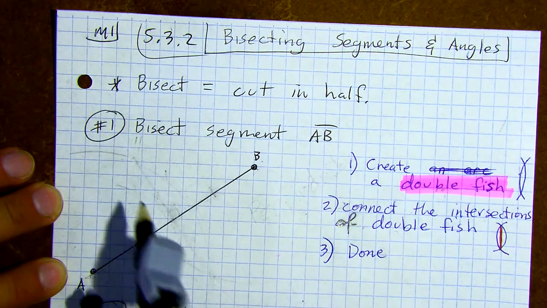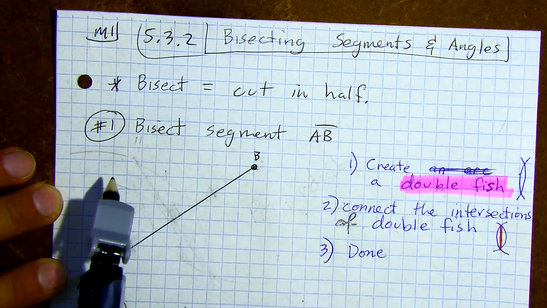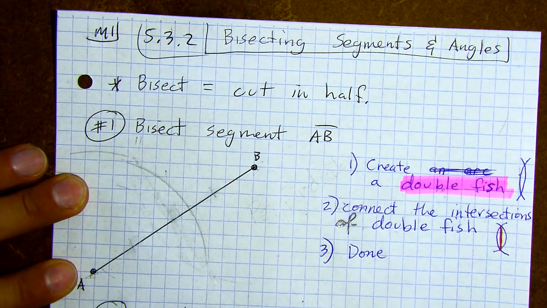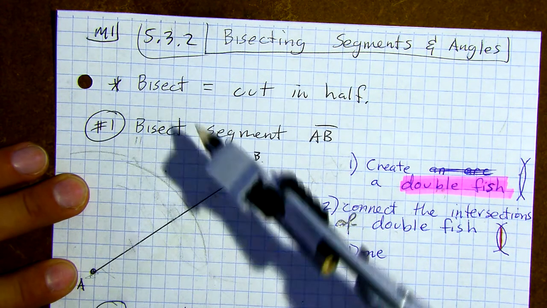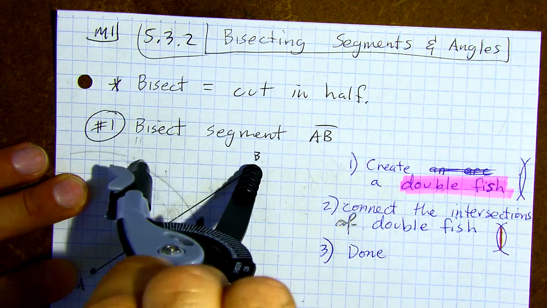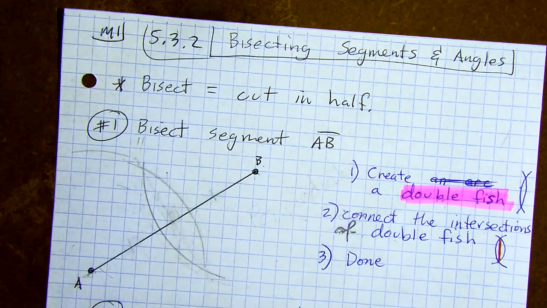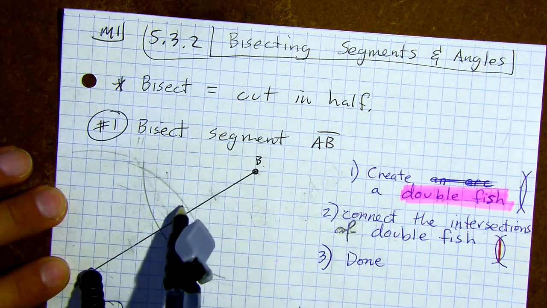You're going to go to point A. You're going to stake it, lean it, arc it. Okay. Then you go to point B. You stake it, you lean it, arc it. Ah, double fish. I didn't quite do it far enough, so I'm going to go over to A, and I'm going to do that one again.